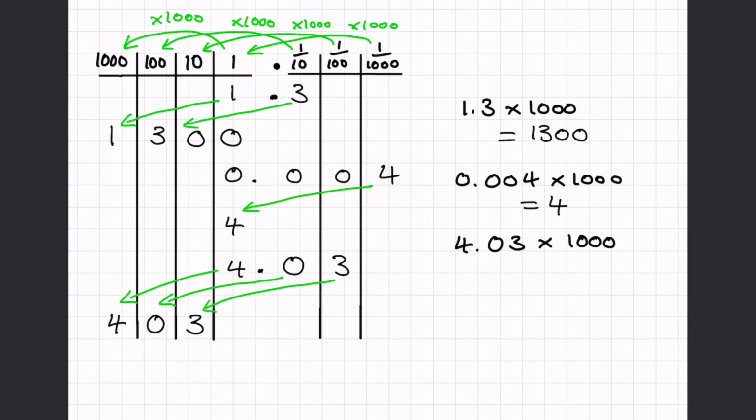We now need to put a nought in here to show that there are no units. We need to put a nought in to show that the 4 is 4,000. We've got 3 lots of 10, and now we put the nought in here to show that there are no units. If I didn't put this nought in here, it would say 403. So it's very important to make sure you put your nought in.